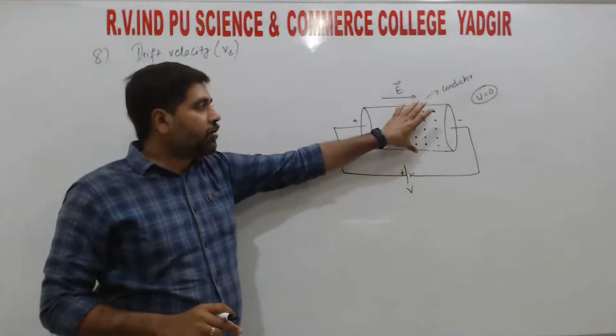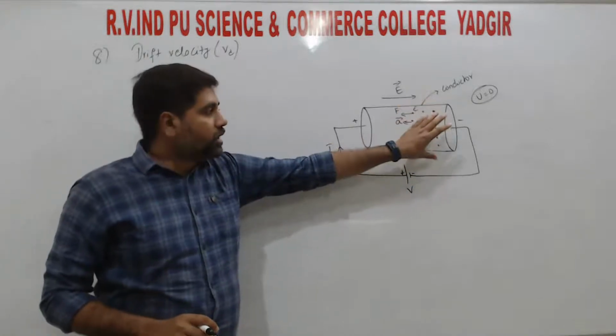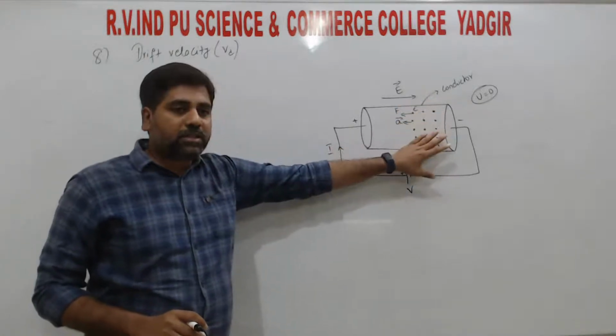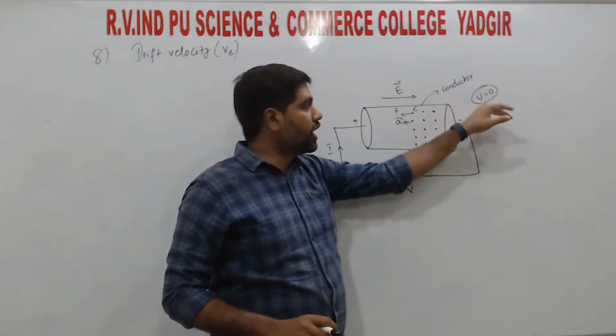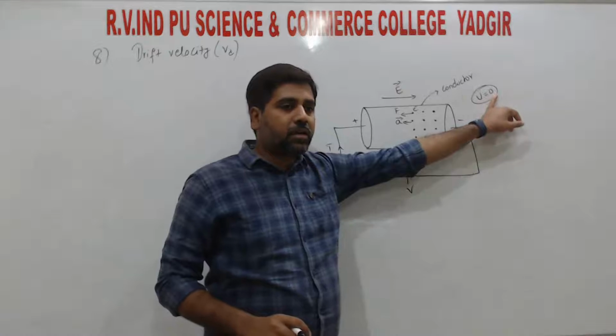Initially we considered one conductor. In that conductor electrons are the charge carriers. In the initial case they are not ready to move, so the initial velocity is 0.